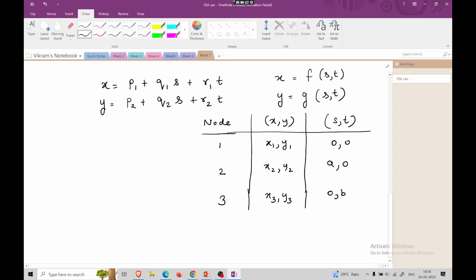So I will just substitute these things. If I substitute the value of node 1, my x will become x1. The s and t I will just substitute 0. What remains is x1 will become p1. So this is one equation. Similarly, my y1 will be equal to p2. Correct, because my s and t are 0. So I get these two equations from node 1.